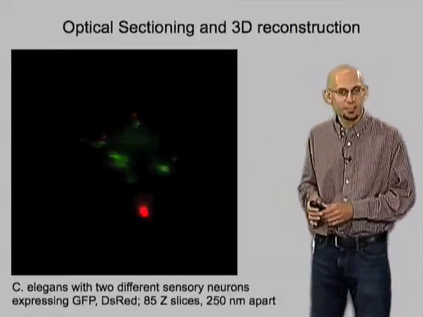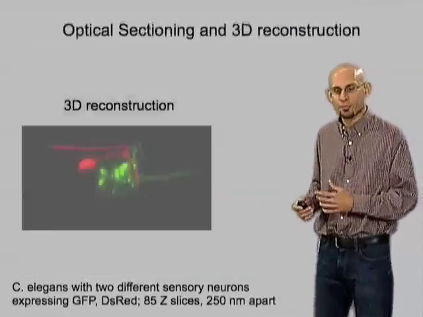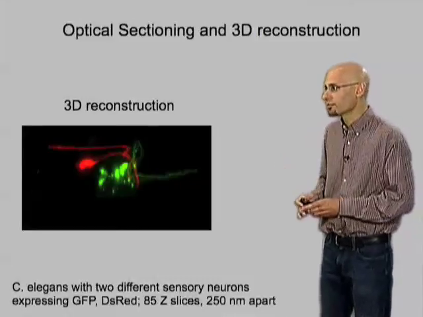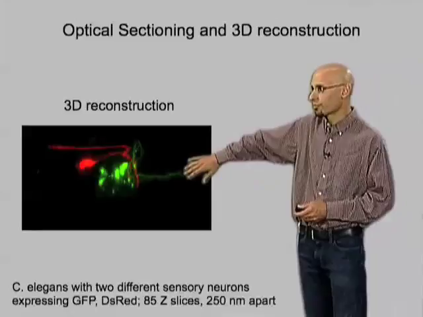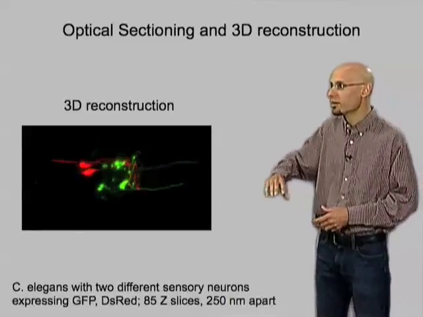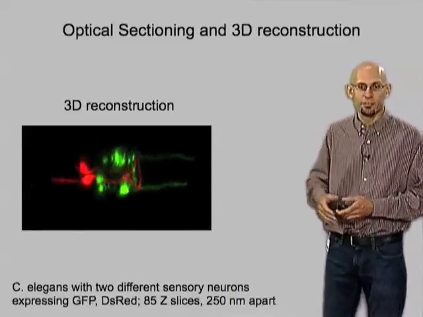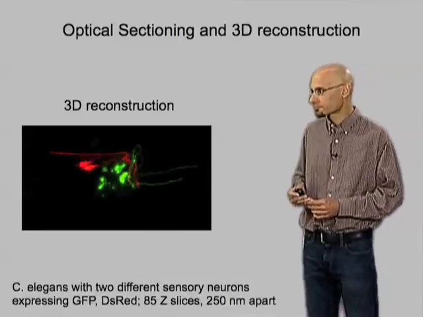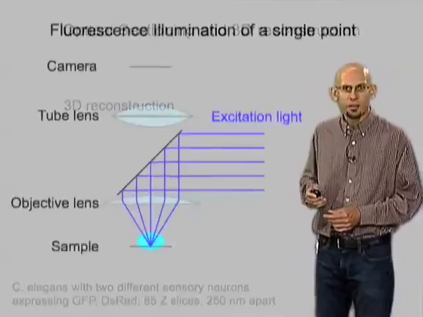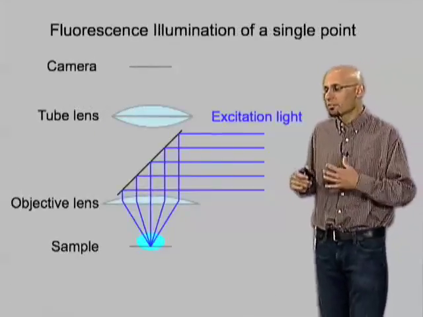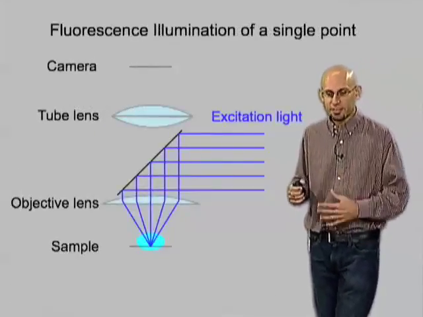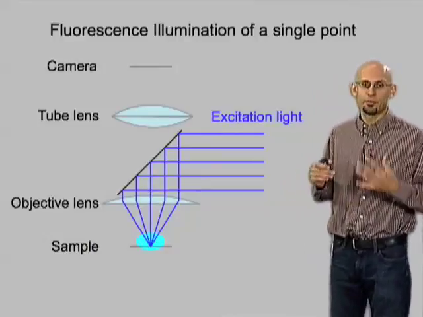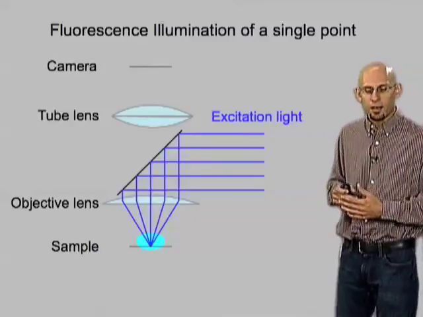That was 85 Z slices, and now what we've done is to load those into the computer and then generate views of that sample from all different angles. And now here is showing that three-dimensional rotation, and so you can see now the architecture of these two neurons in the head of this worm. So that's the idea behind optical sectioning, which is to take these slices at different focal planes and then stack them up and recalculate the three-dimensional structure of the object.